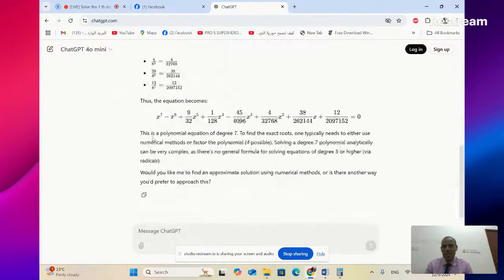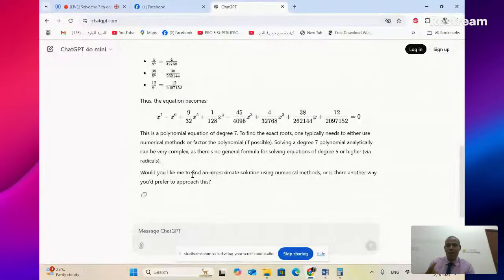It did nothing. This is a polynomial equation of degree 7. To find the exact roots, one typically needs to either use numerical methods or factor the polynomial if it is possible. You see, if possible. Solving a degree 7 polynomial analytically can be very complex, as there is no general formula for solving equations of degree 5, even 5, you see, or higher via radicals.